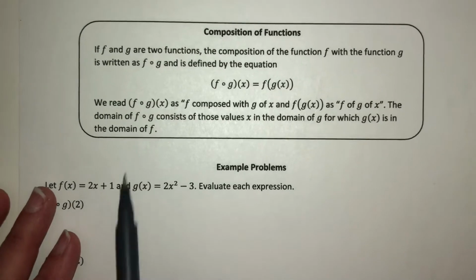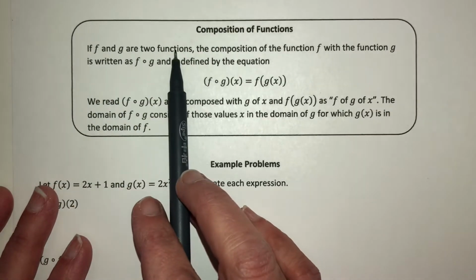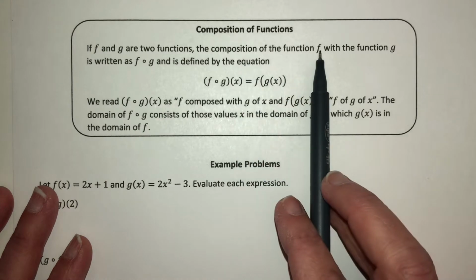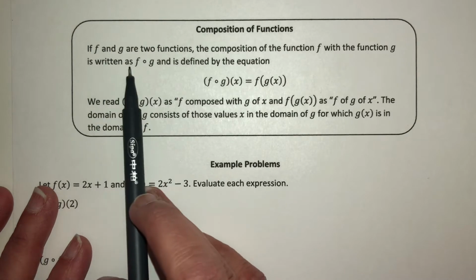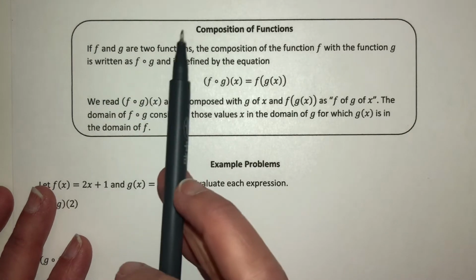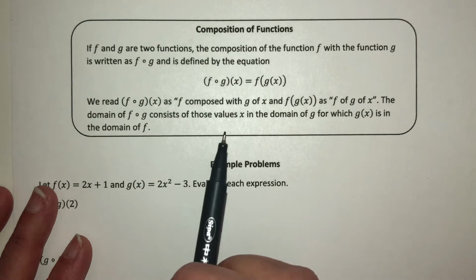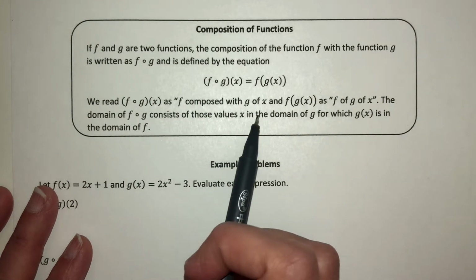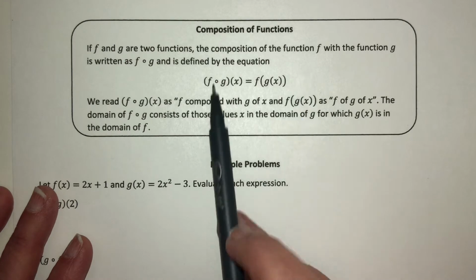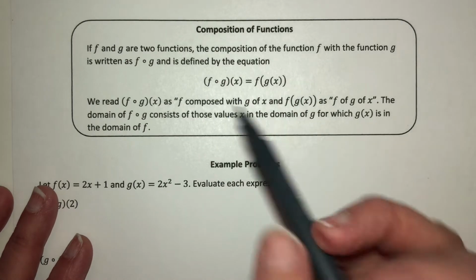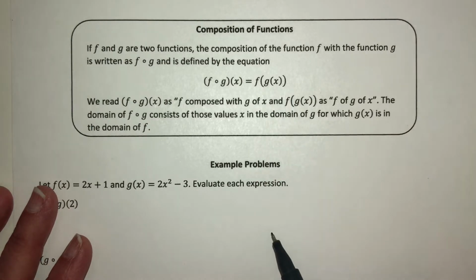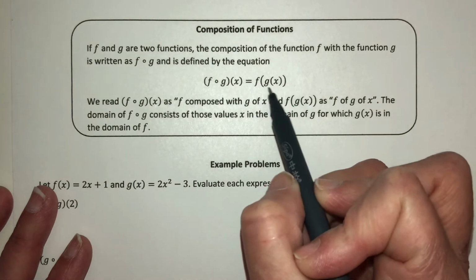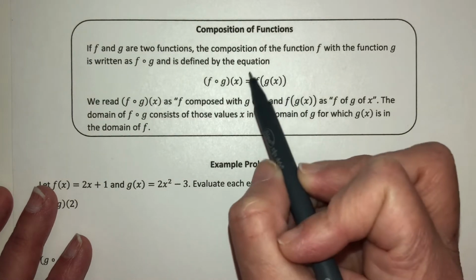So let's look at a definition. If f and g are two functions, the composition of the function f with the function g is written like this. It is read f composed with g. A lot of people read it as fog, but a lot of people will get mad at you if you read it as fog. So, your choice. It's defined by this: f composed with g of x is the same thing as f of g of x. So we would be plugging into g first, getting that answer, taking that answer, and plugging into f.